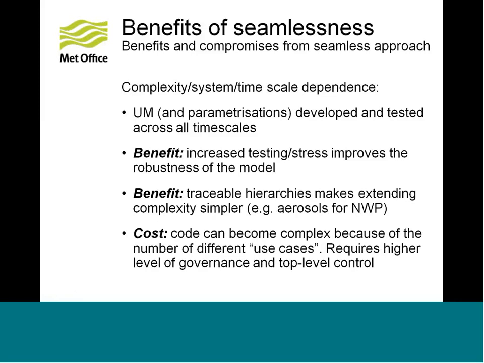Increased testing and stress improves the robustness of the model. This hierarchy approach to complexity means that extending the complexity of the model is simpler because the parameterizations have already been developed for use with a more complex system. But here the cost comes from the fact that the code can become more complex because of the number of use cases. And this requires a much higher level of governance and top-level control over the model's code.